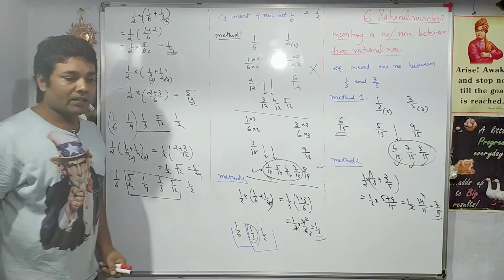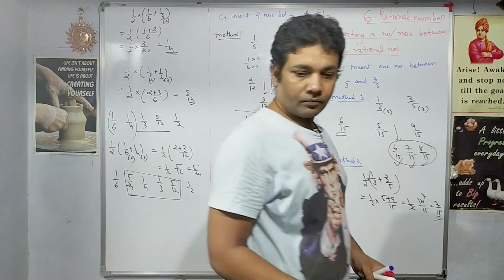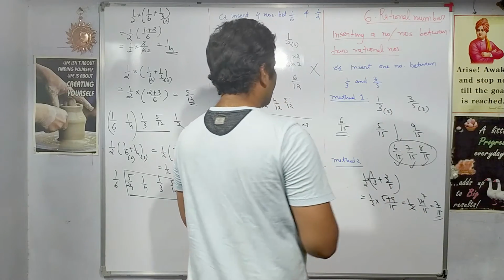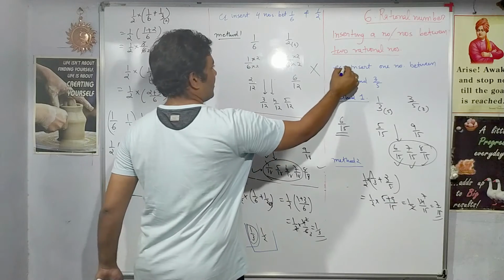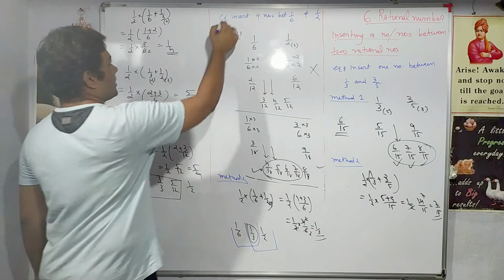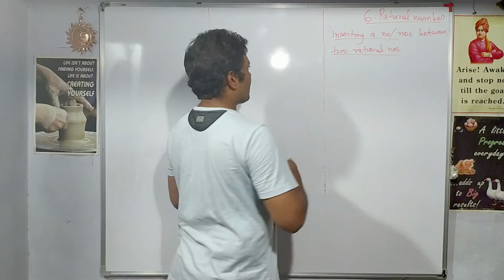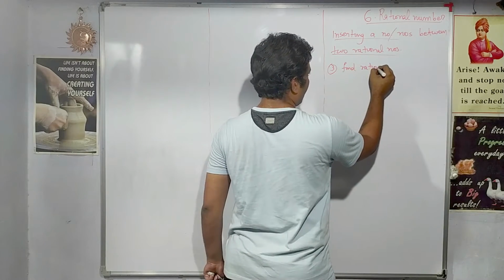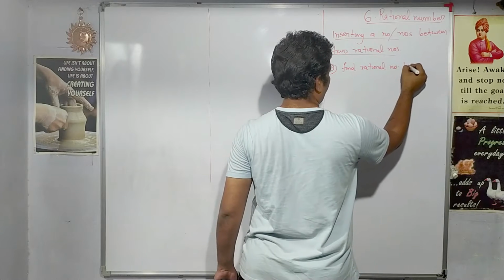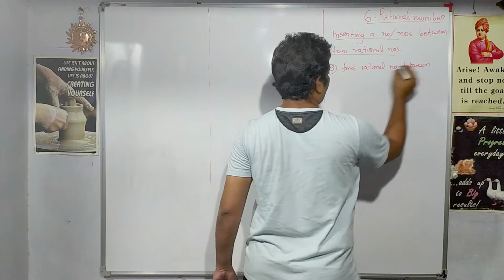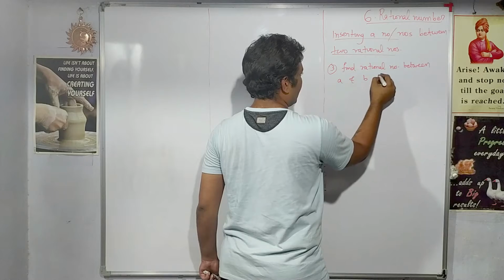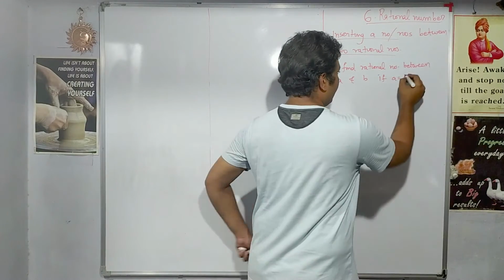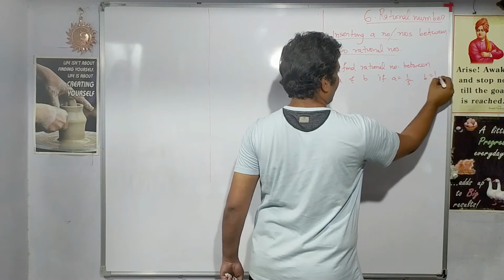Let us do some more examples. This is example number 1. This is number 2. Next, third question we have: find a rational number between A and B if A is given as 1 by 5 and B is given as 1 by 4.